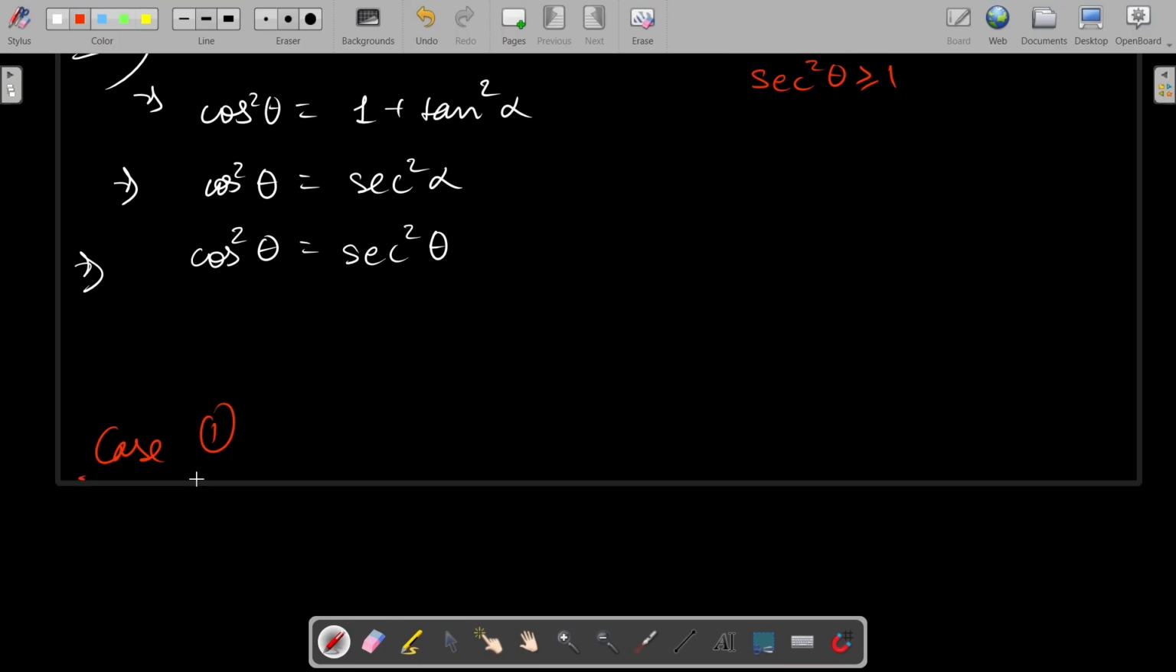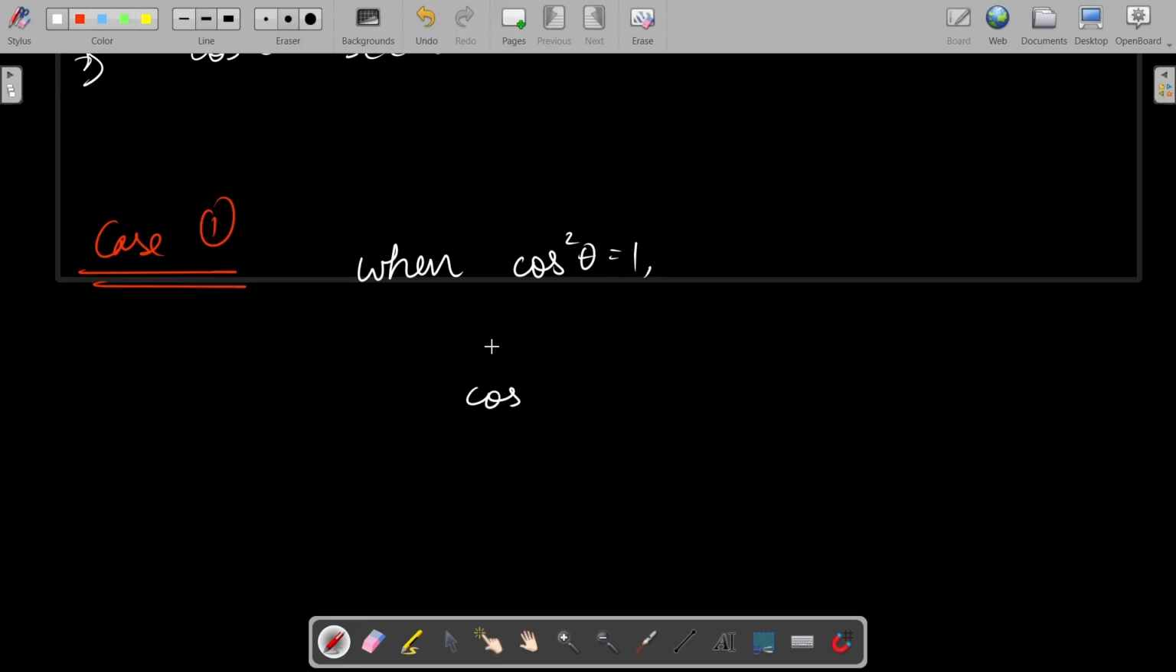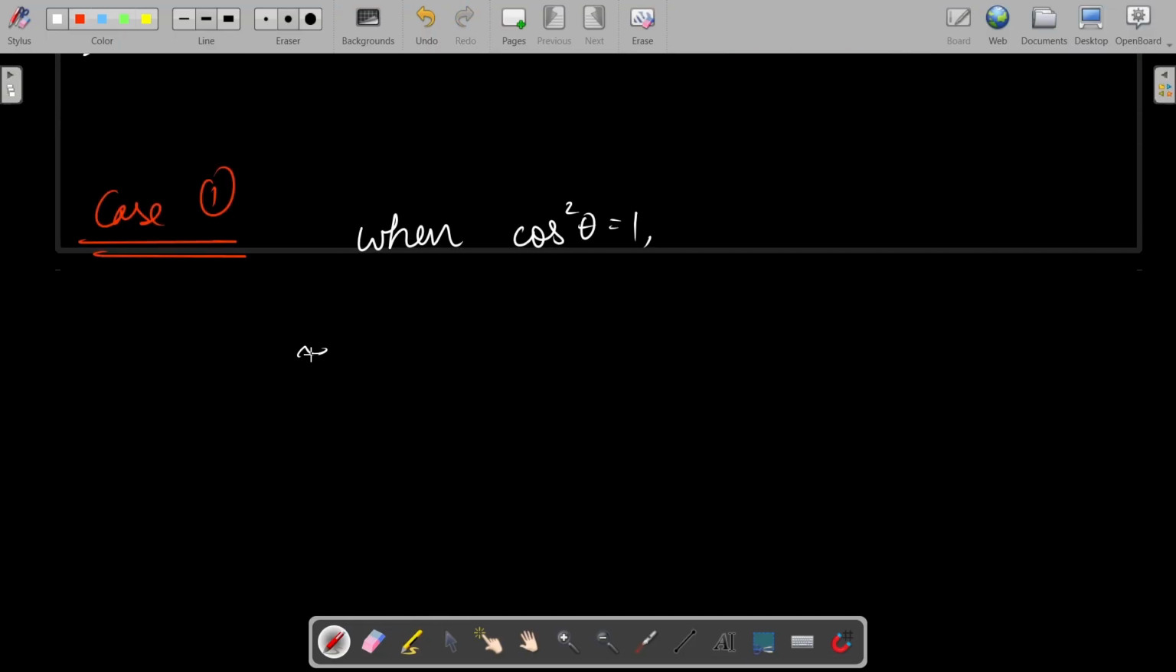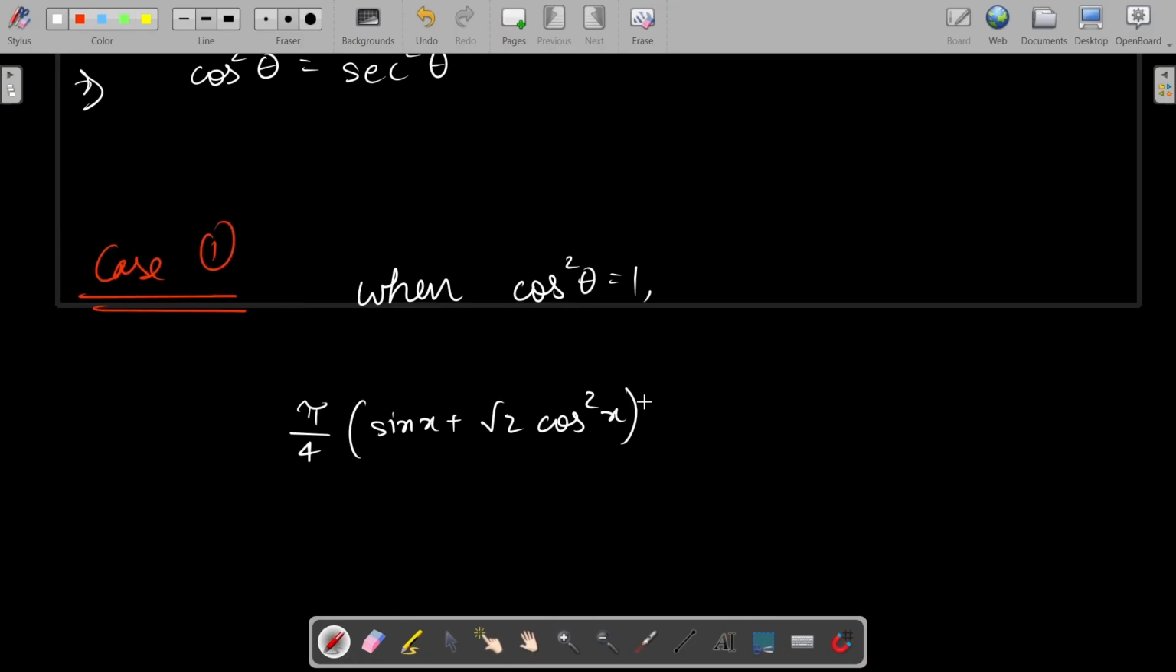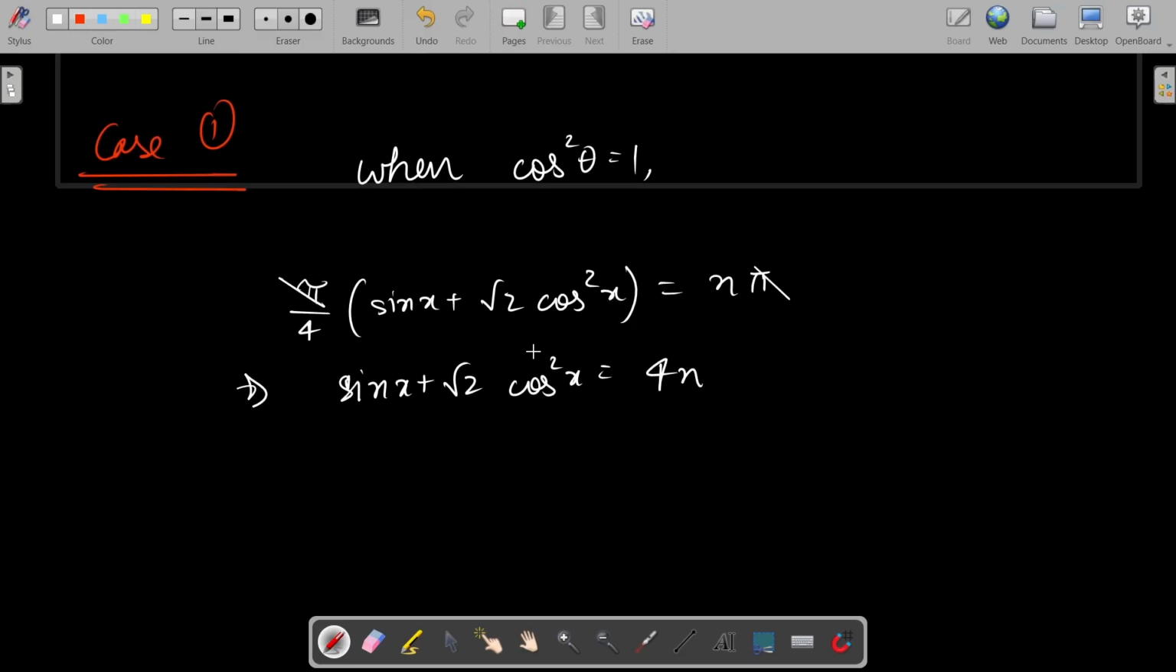We'll be using case number 1, when cos²θ = 1. This is possible when θ = nπ, so (π/4) sin x + √2 cos²x = nπ. This is only possible when the angle is equal to this. So we can cancel π from both sides and we get sin x + √2 cos²x = 4n.